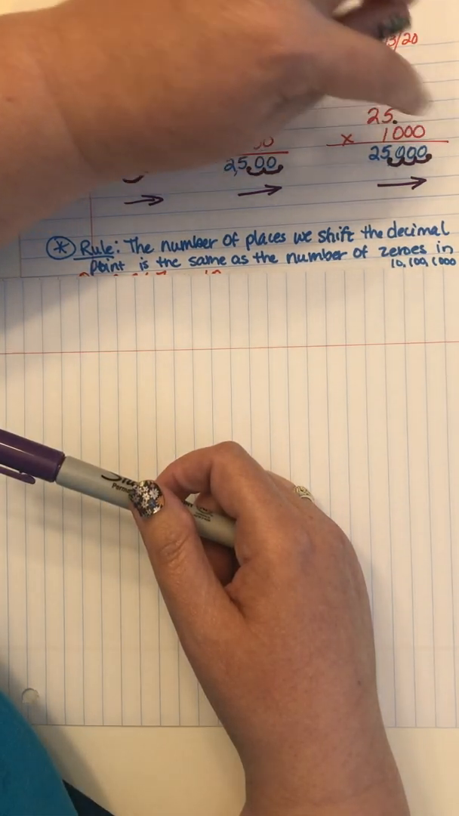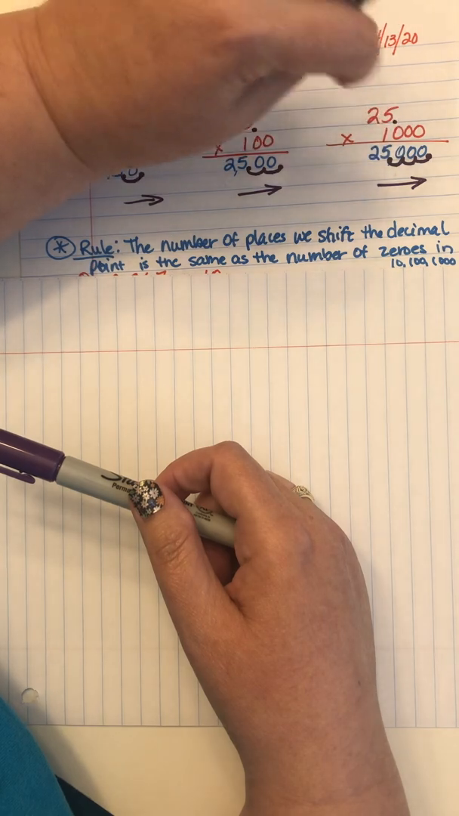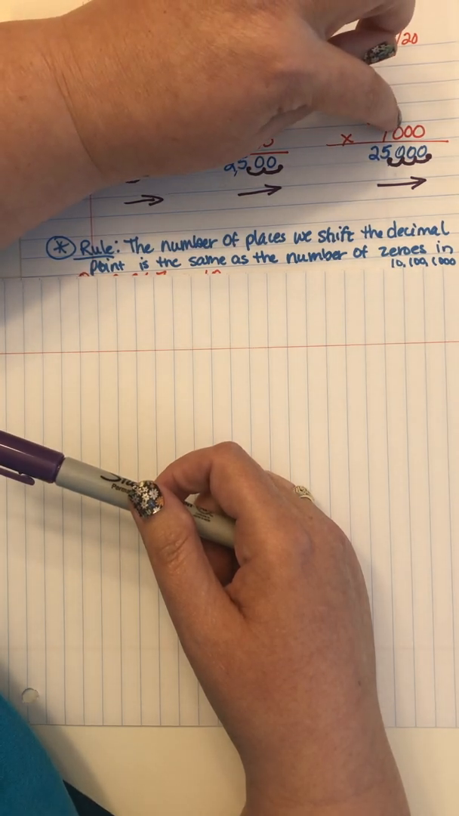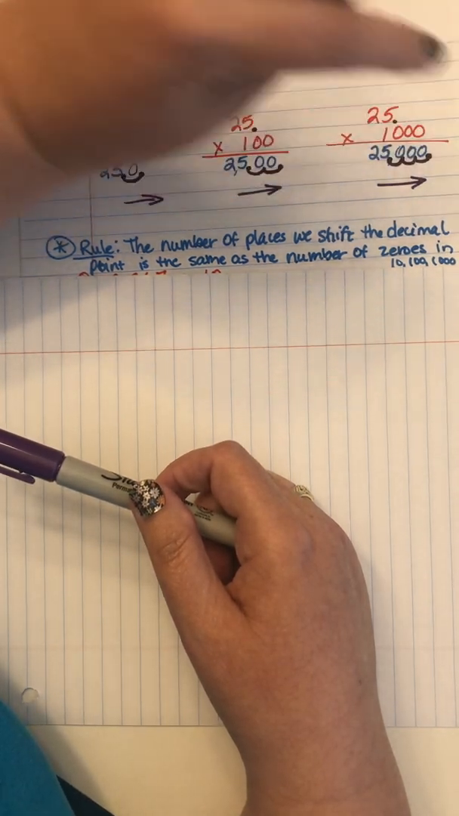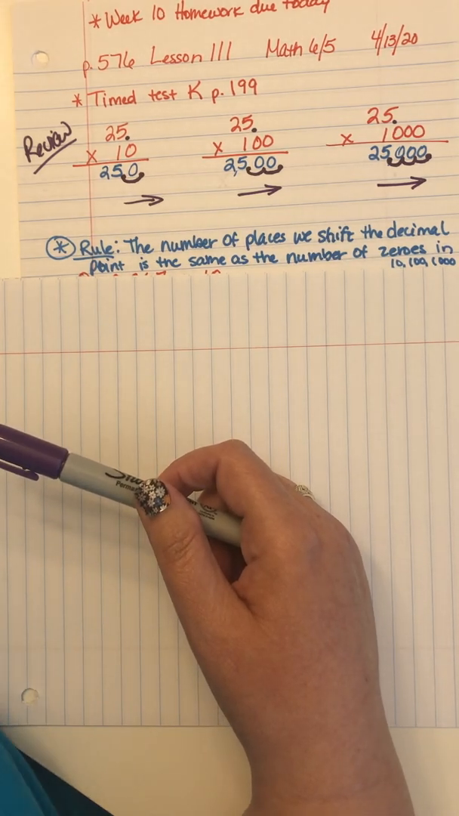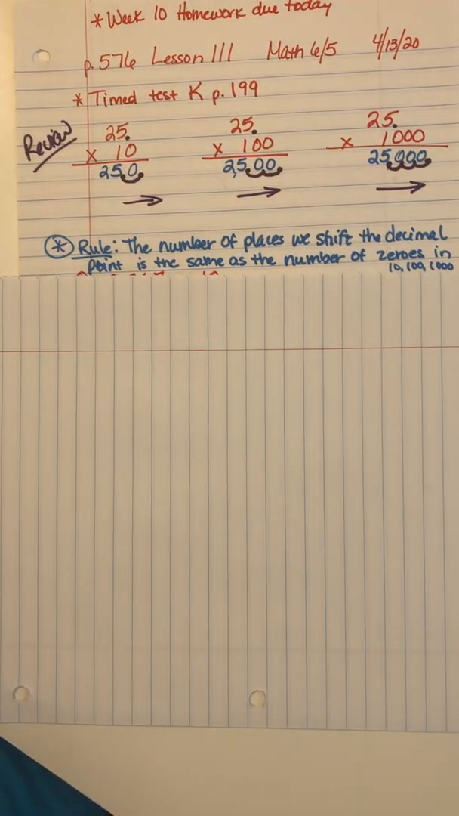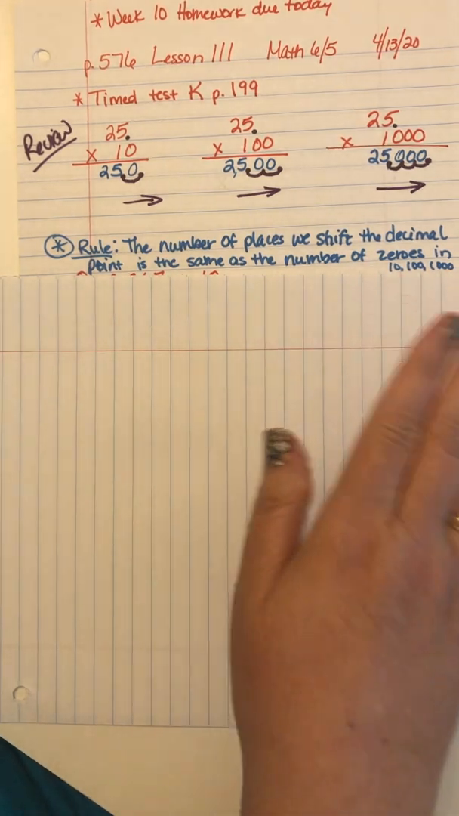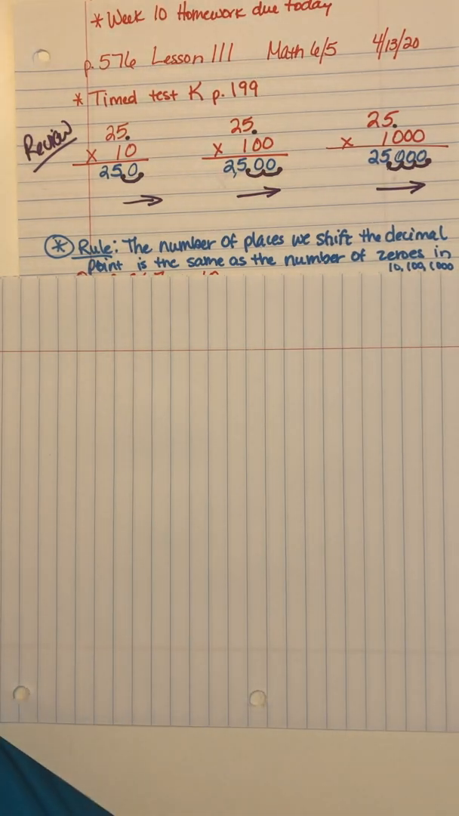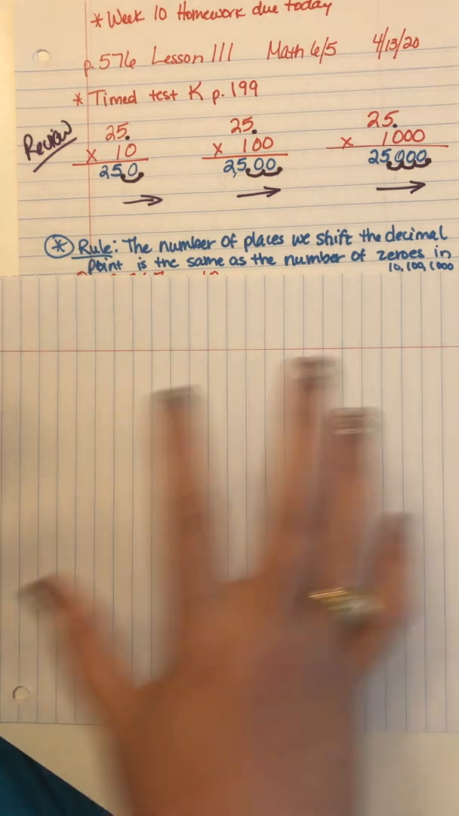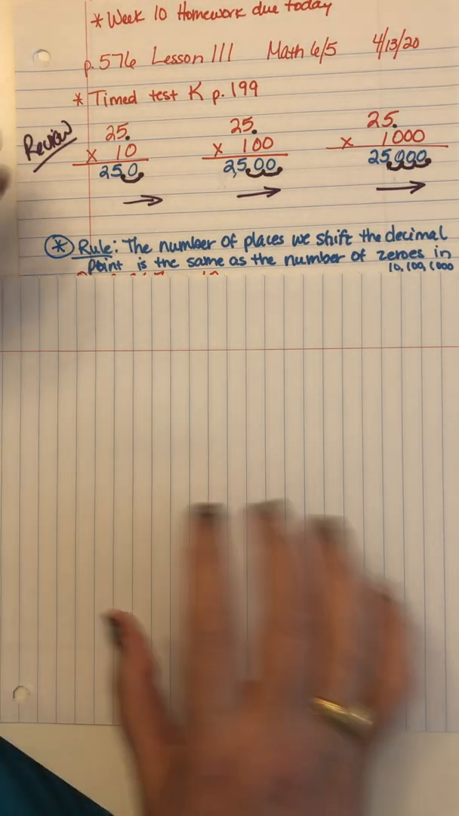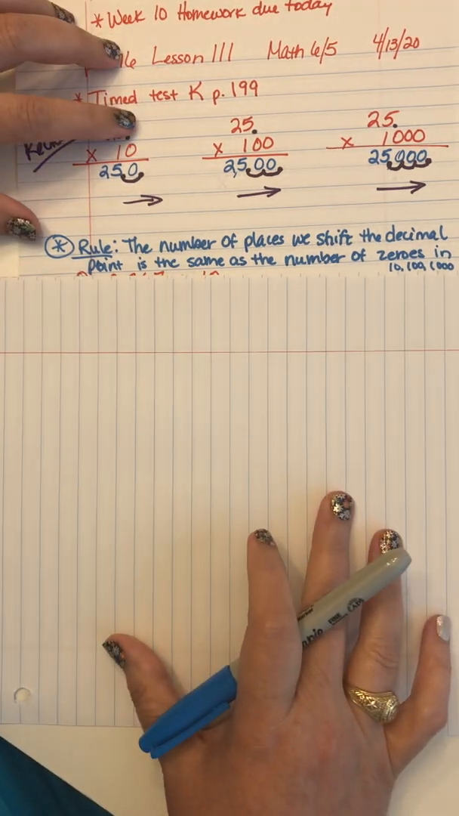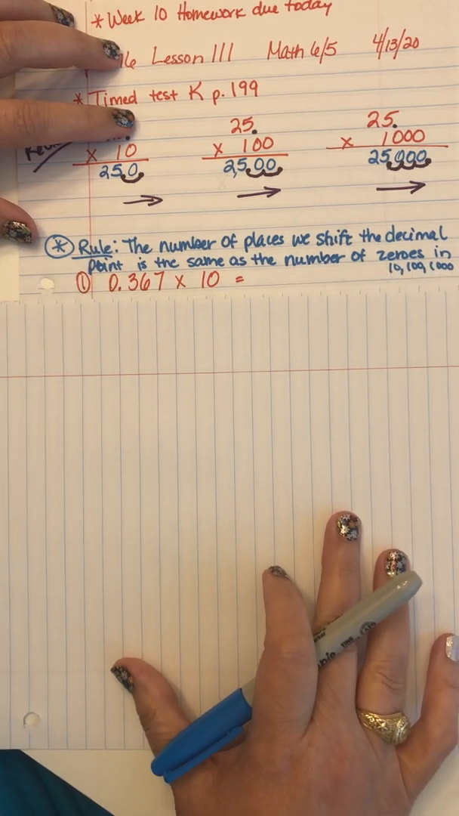25 times 1,000, our decimal point's here at the end of 25. We moved it over 3 places to make it 25,000. So that's what our lesson's going to be about today, multiplying by 10, 100, and 1,000 and moving those decimal places to match up with the number you've multiplied it by, okay? And we'll be dealing with decimals to do so.